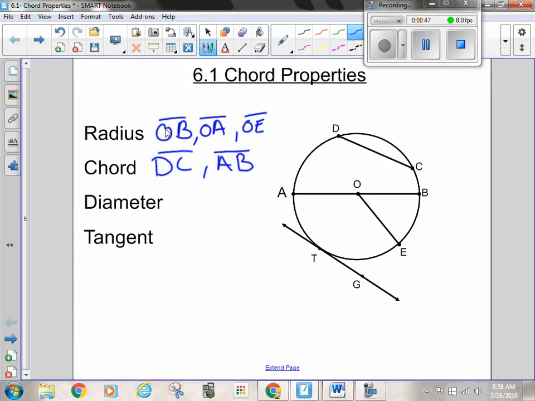But the diameter is actually the longest chord in our circle. And so that brings us to diameter of AB. So that's the longest chord, and it goes through the center. Our center is O. And then tangent. A tangent is a line that intersects my circle at exactly one point. And here it would be T, but we can't just say T. Our line is going to be TTG.